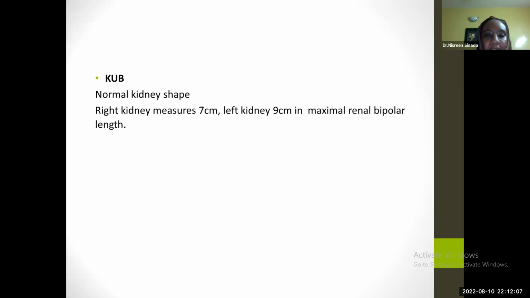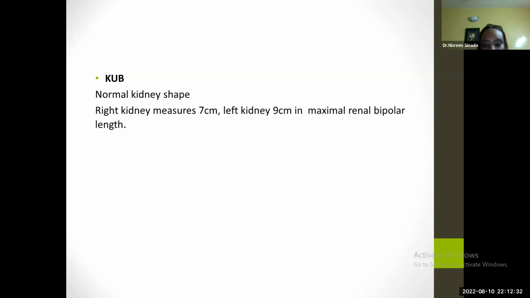We discussed how we manage the hypertensive emergency. And okay, so the KUB was done. It showed normal kidney shape, but the right kidney is 7 centimeters, which is small, and the left kidney is 9 centimeters. Other reports are normal. So what is your thought with this?